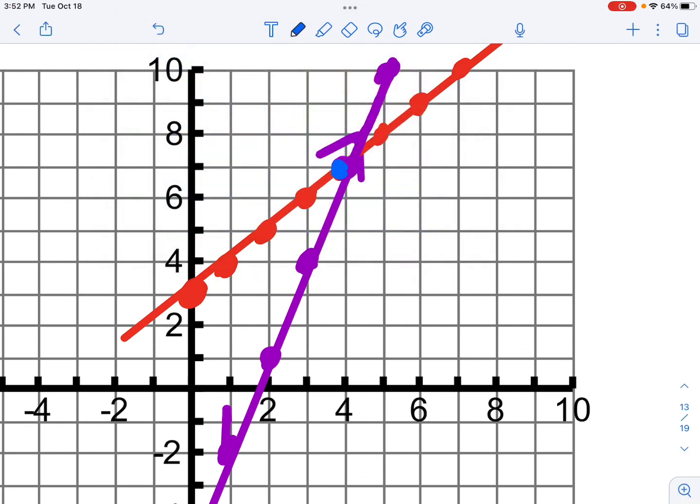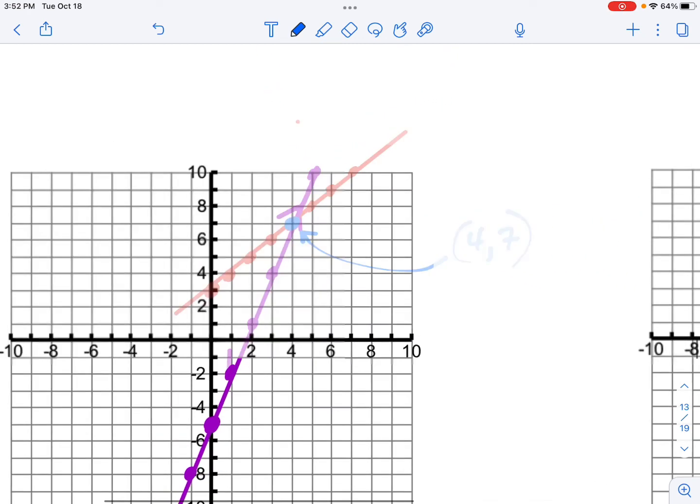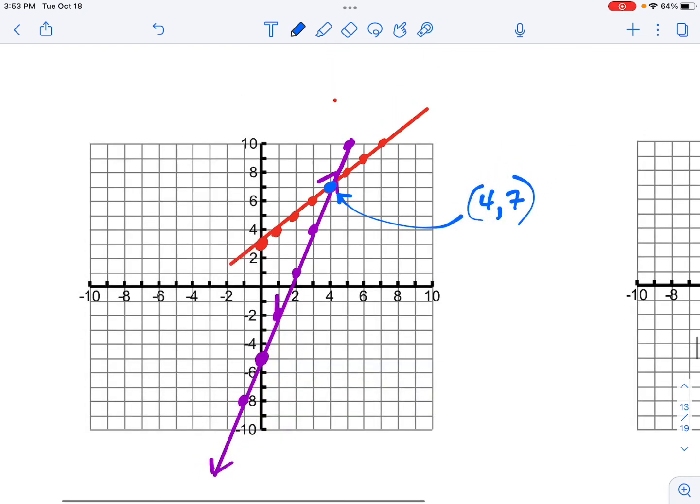But this ordered pair right here is where these two lines touch. And that answer is, what is that? 4, 7. That is how you do your graphing ones. Okay, you graph both lines and figure out where they touch.